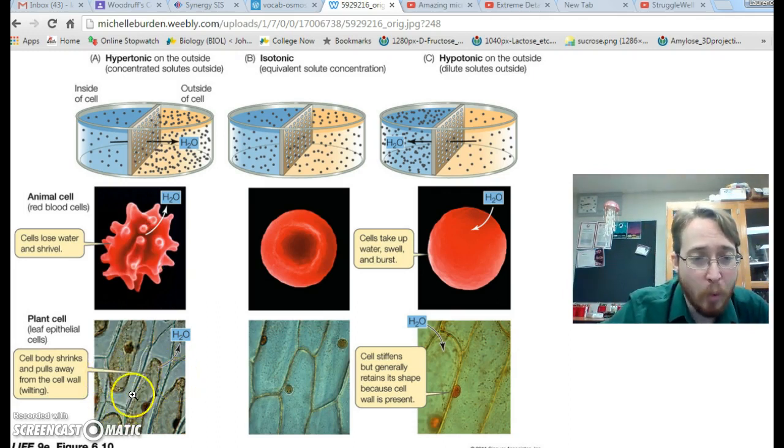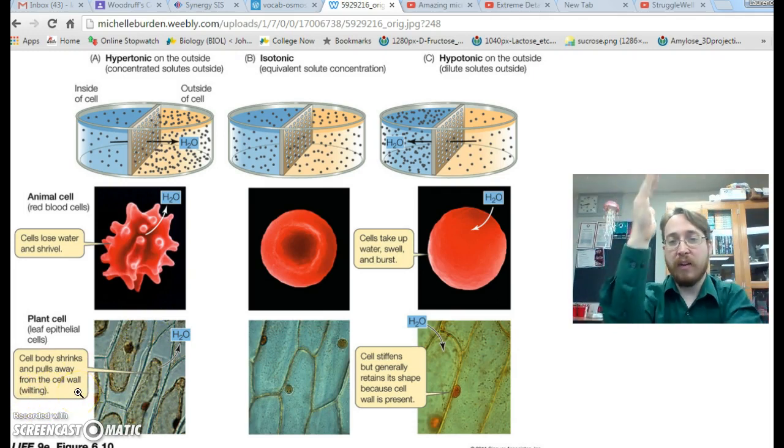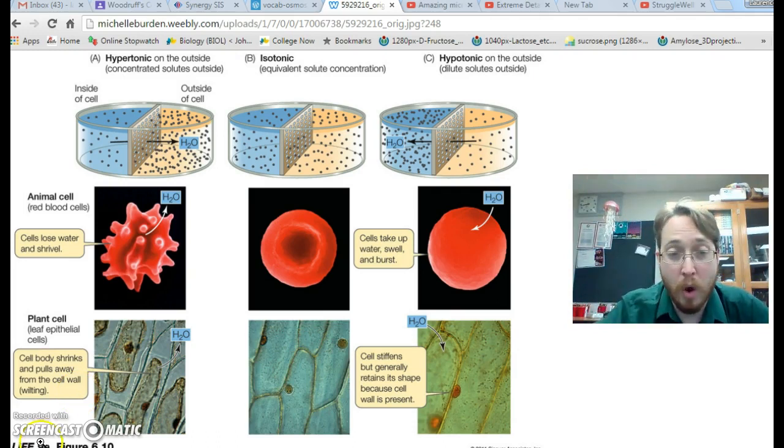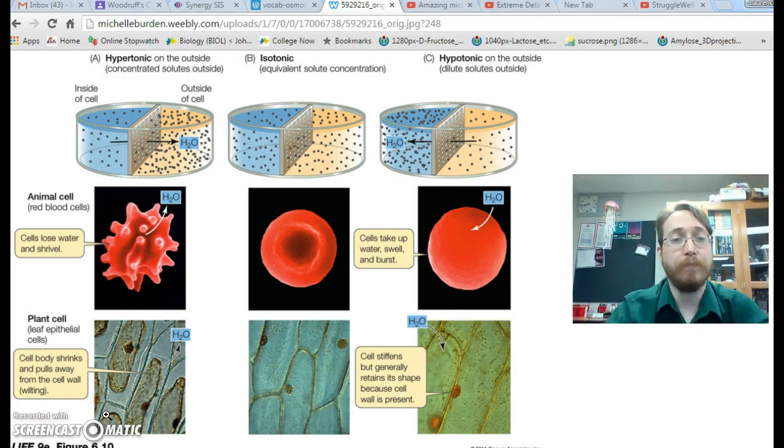What does that look like in plants? Well, plants have this cell wall. The cell wall is going to stay rigid as best it can, whether it's full of water or not. But you can see the cell membrane has peeled away from the walls. This results in wilting. This results in the plant being limp, and instead of being nice and tall, it'll start to droop. And that's because the water is not pressing up against the cell wall, holding it up.